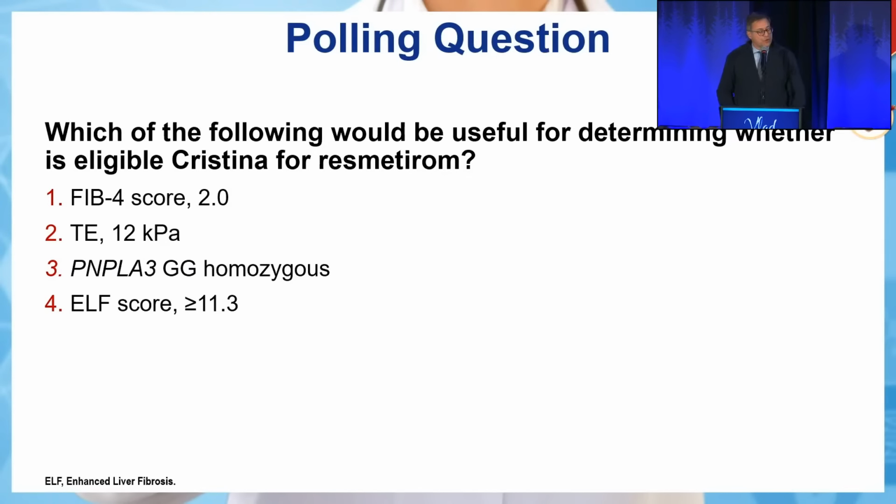So is it the FIB-4 score? Is it transient elastography? Is it the PNPLA3 genetic mutation? Or is it the ELF score? So let's go ahead and vote.